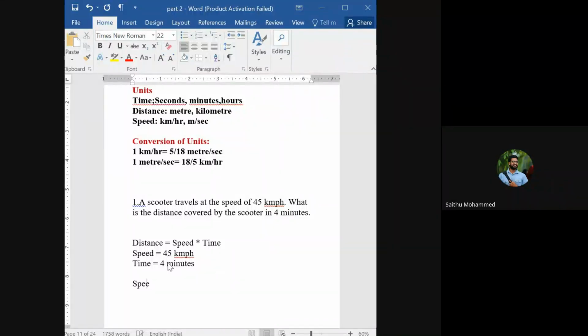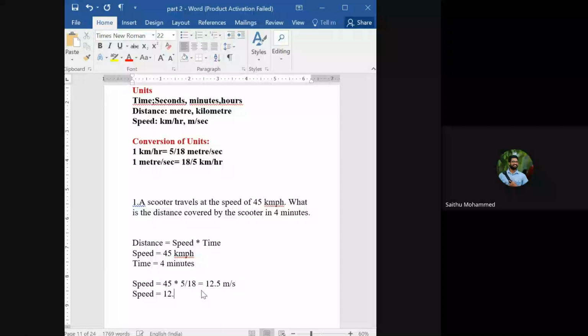So for speed, when we are converting, you know that if you want to convert into meter per second, it is 5 by 18. The speed which is given here is 45 kilometer per hour. So 45 into 5 by 18 is equal to 12.5 meter per second. Okay, so now our speed is nothing but 12.5 meter per second.